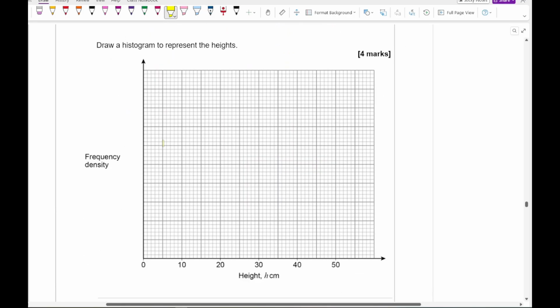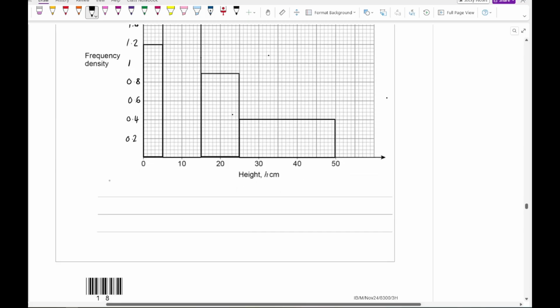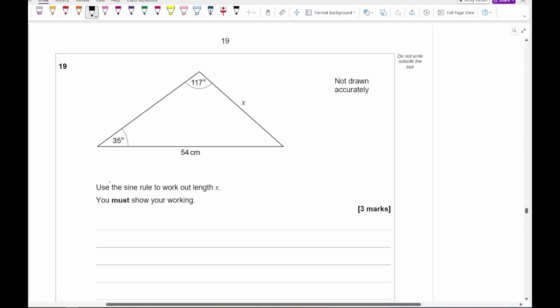And so what my histogram should look like, and again I just need to do an appropriate scale on the axes. To make life a little bit easier, I'm going to go up in 0.2s. So I'm going to go 0.2, 0.4, 0.6, 0.8, 1, 1.2, 1.4 and 1.6. And then all that's left for me to do is draw the bars, in which your histogram should look something like that.